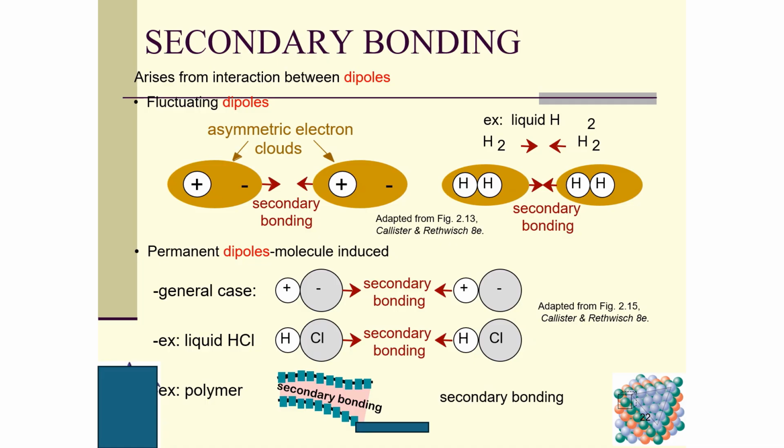This is liquid hydrogen chloride. So here is HCl, and this is HCl. For example, these are polymers. This is one chain, and this is another chain, and from chain to chain we have secondary bonding as well.